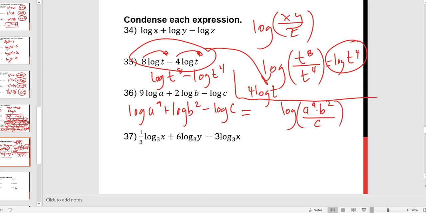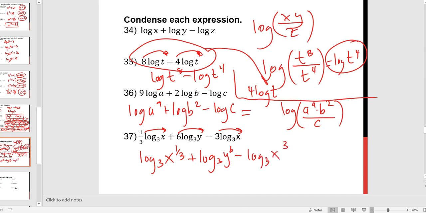And last but not least here, we bring up log base 3 of x to the 1/3, log base 3 of y to the 6th, minus log base 3 of x to the 3rd. So we can now bring these together. The positives both go on the top. So log base 3 x to the 1/3, y to the 6th, all over x to the 3rd.